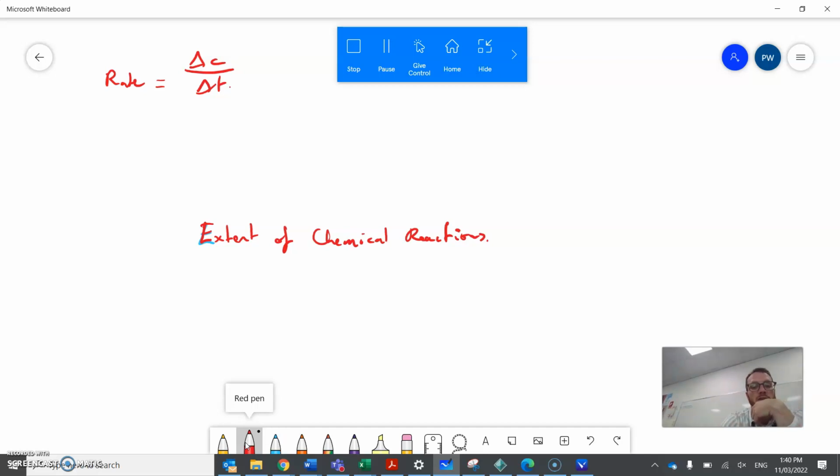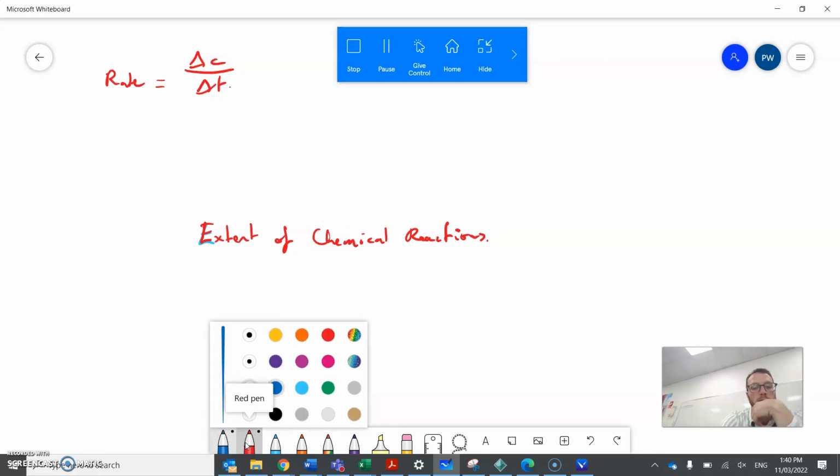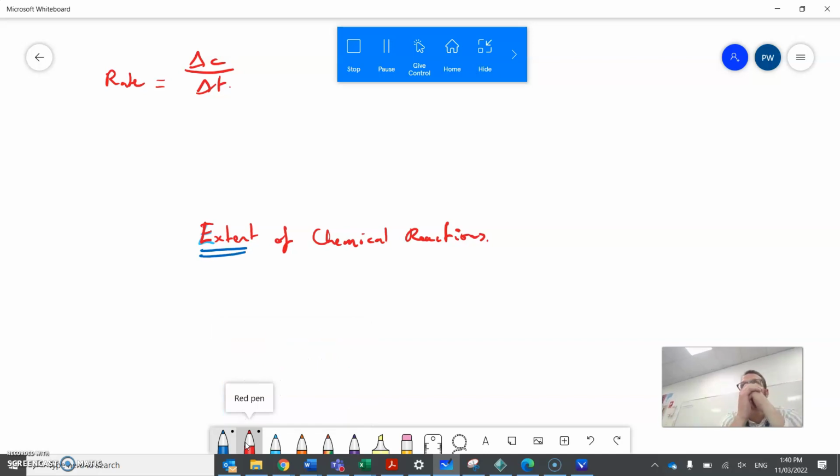So what does the word extent mean? In your own words. Anyone? Rate equals change in concentration over change in time. Delta C over delta T. The max of? Yeah? We're sort of getting somewhere. Right, how far something can go, or how much of. How much of, how far something can go.